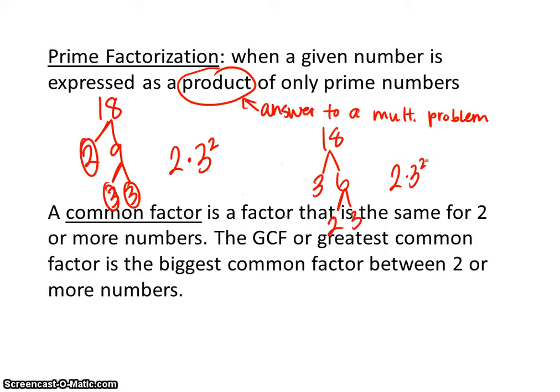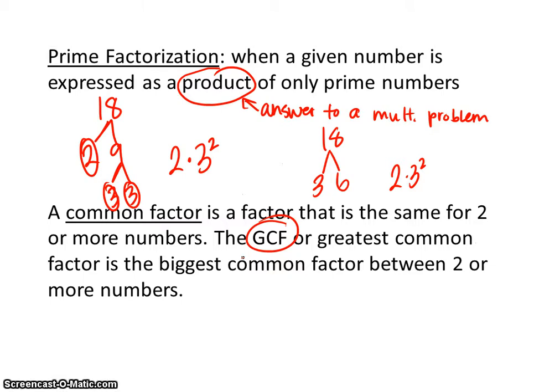Okay, so let me kind of erase that. Okay. So a common factor is a factor that is the same for 2 or more numbers. So that means like if you have 2 numbers and they both can be divided by 2, that's a common factor. The GCF, or that is the greatest common factor, you need to know what GCF is. We're not always going to write greatest common factor. So if you see GCF, you have to know what that means. It is the biggest common factor between 2 or more numbers.